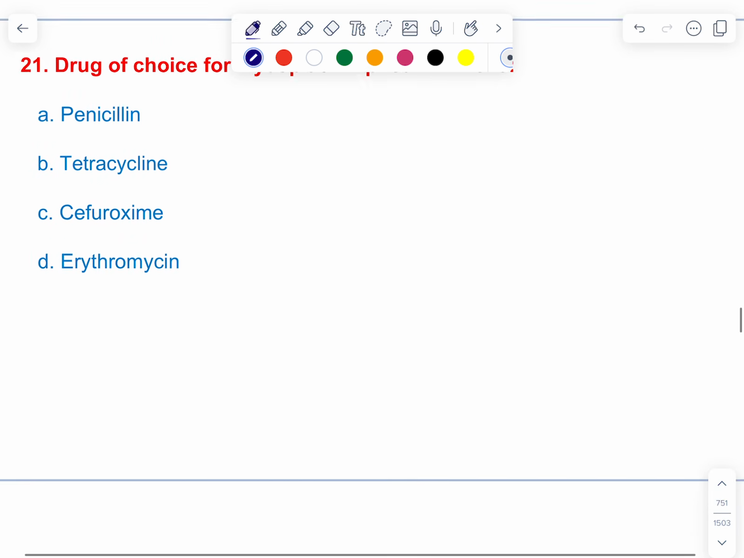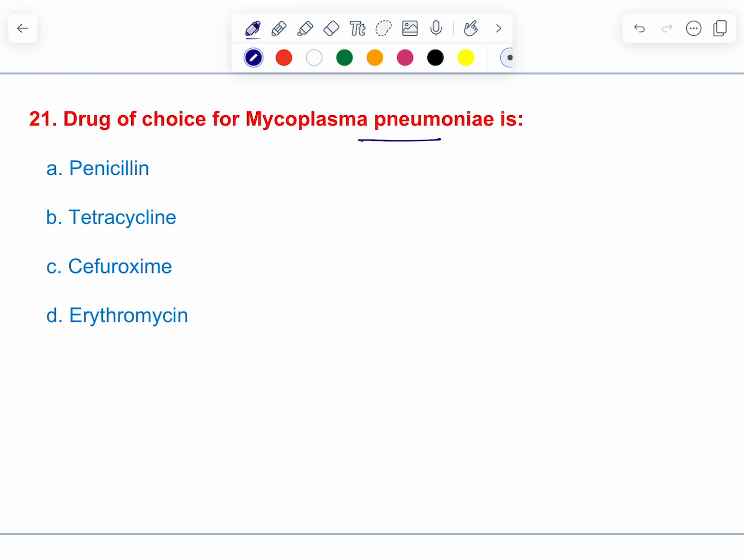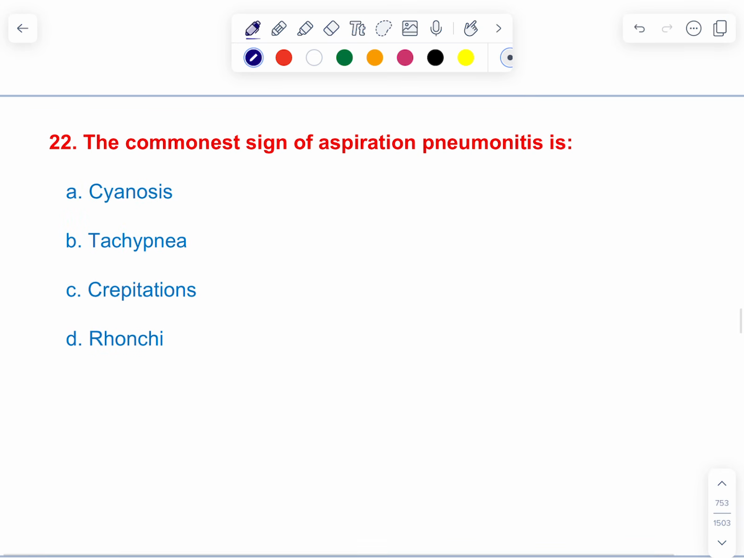Last question. Drug of choice for Mycoplasma pneumonia is penicillin, tetracycline, cefuroxime, or erythromycin. It's a repeat question actually. It's erythromycin. The commonest sign of aspiration pneumonitis is cyanosis, tachypnea, crepitations, rhonchi. The commonest sign of aspiration pneumonia is an increase in the respiratory rate, that is tachypnea. You may also have crepitations, basal crepitations can be there, and even rhonchi. But among all these, the most common will be tachypnea. So these are some of the questions related to the topic of pneumonia. Thank you very much.